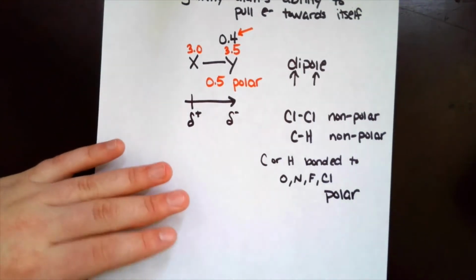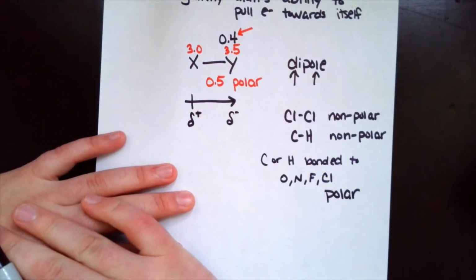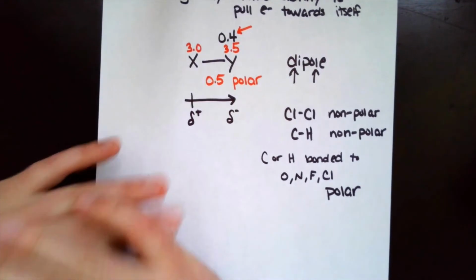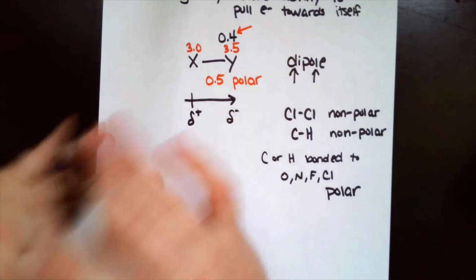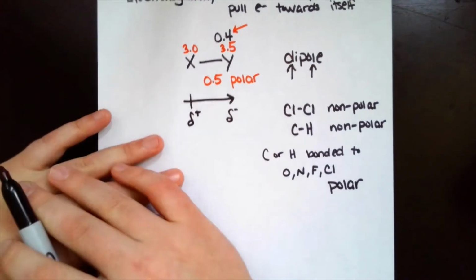So I want to basically give you these, in case you aren't given the electronegativity values. So that's how you basically determine electronegativity in a single bond. But now let's talk about determining polarity in an entire molecule.